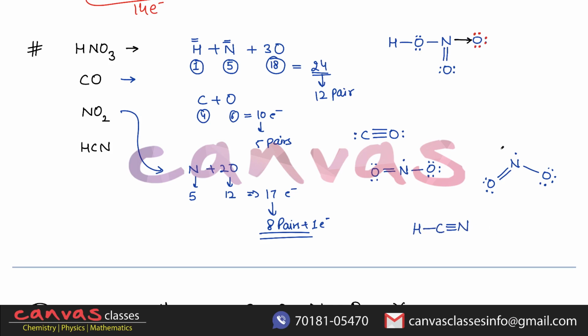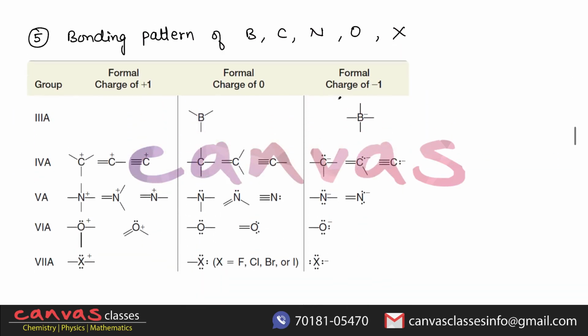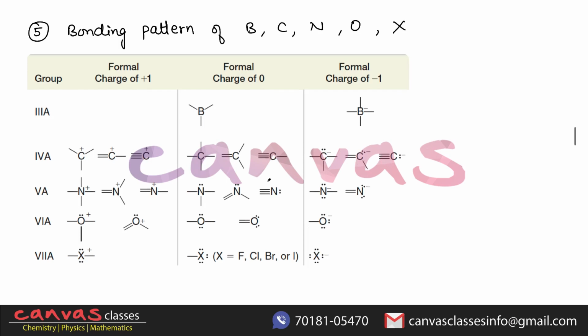Now the thing is, drawing Lewis structures is one thing, but don't think that it's a very, very important phenomenon. You just need to understand the way atoms connect in different molecules. Where to put the oxygen, where not to put the oxygen, how to use nitrogen in the bonding. So next we are going to discuss the bonding pattern of boron, carbon, nitrogen, oxygen and halogens. And this will also include a little information about the formal charge, or we can use the same diagram while explaining the formal charge also.